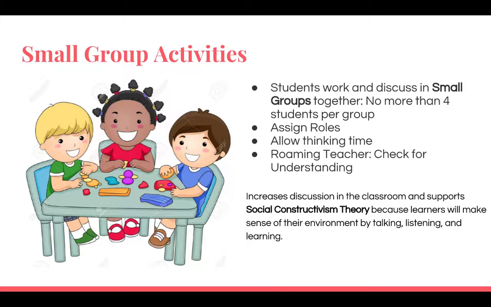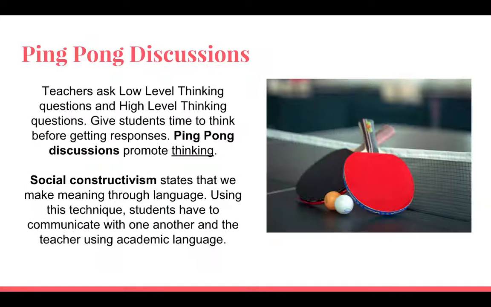The next strategy is small group activities. Students work and discuss in small groups together, no more than 4 students per group. It's important to assign roles for individual group members to help them stay on task, allow time for thinking, and to have a teacher roaming around to check for understanding. The reason that small group activities is effective is that it increases discussion in the classroom and supports the social constructivism theory. Learners will make sense of their environment by talking, listening, and learning.